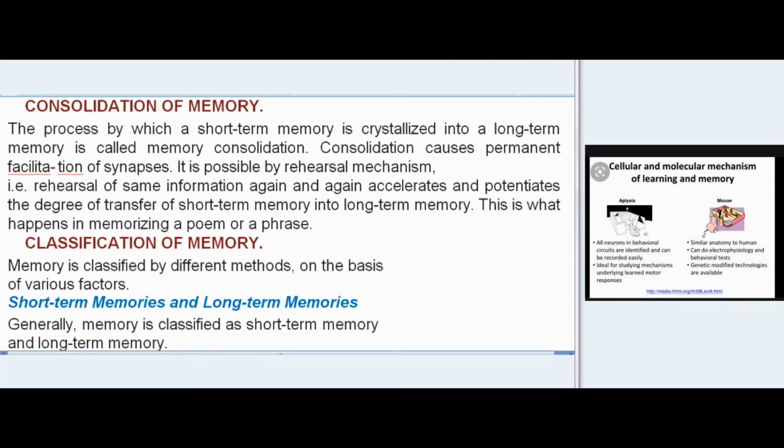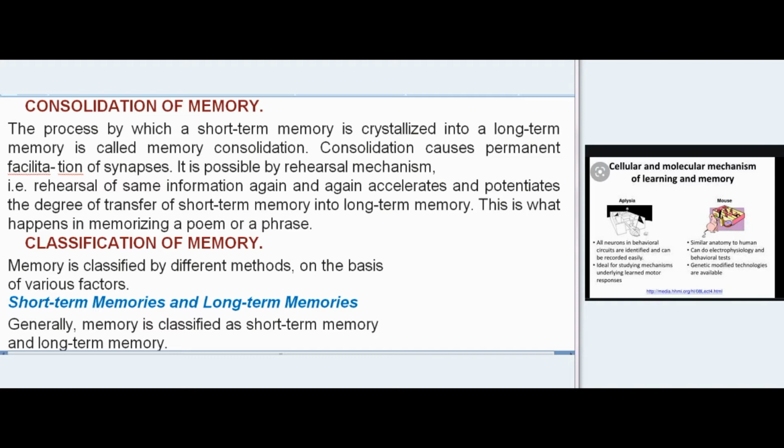Consolidation of memory. The process by which a short-term memory is crystallized into a long-term memory is called memory consolidation. Consolidation causes permanent facilitation of synapses. It is possible by rehearsal mechanism, i.e. rehearsal of same information again and again accelerates and potentiates the degree of transfer of short-term memory into long-term memory. This is what happens in memorizing a poem or a phrase.